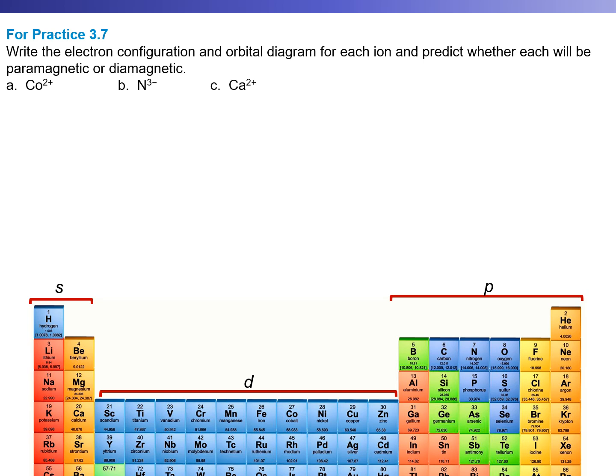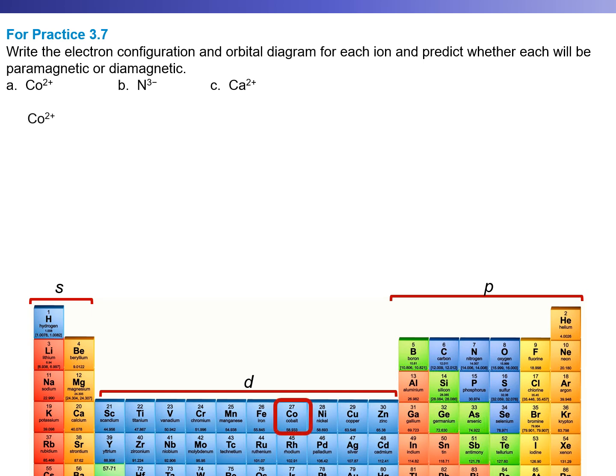All right, 3.7, they want us to write the electron configuration and the orbital diagram for each ion and then make a determination if it's going to be paramagnetic or diamagnetic. All right, so our first one is the cobalt ion. So let's find cobalt in the periodic table. So there's cobalt right there.